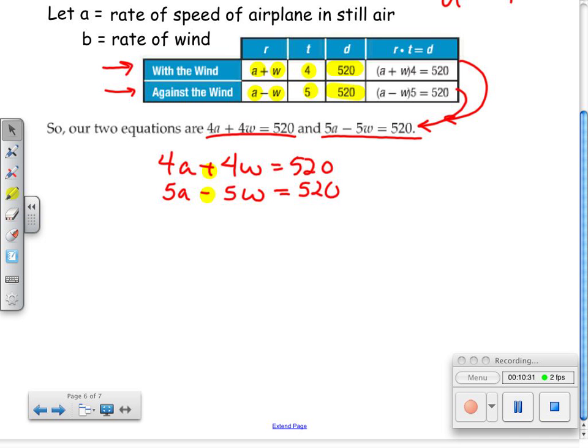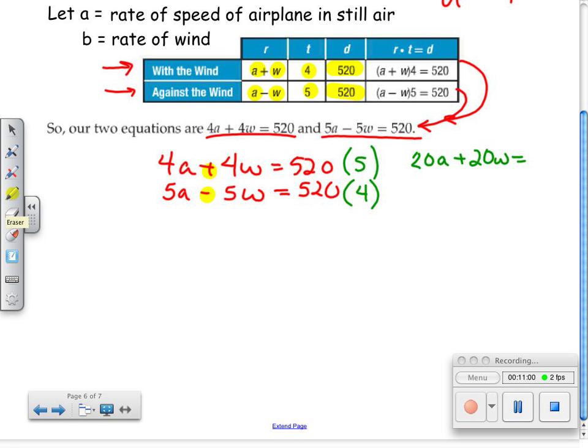Well, it looks to me like we're going to have to multiply. And we already have opposite signs right here. See that? So we can multiply by a positive number. We won't have to multiply by a negative number. But let's multiply this one times 5 and this one times 4. Okay? Everybody with me so far?